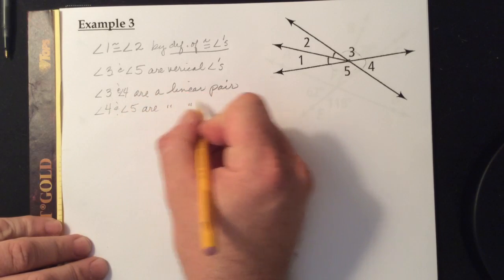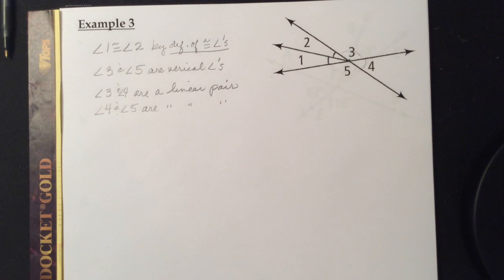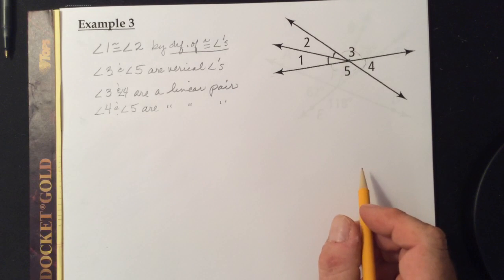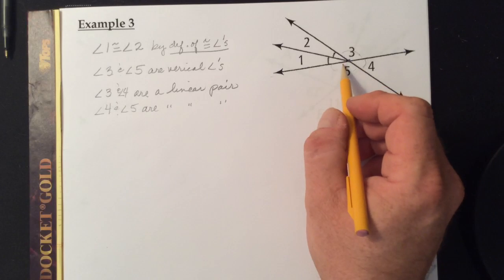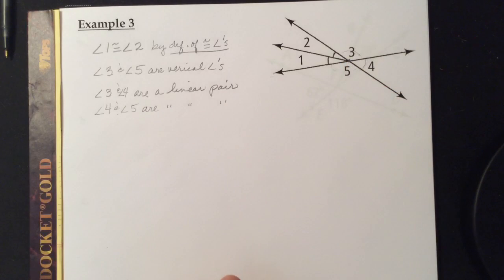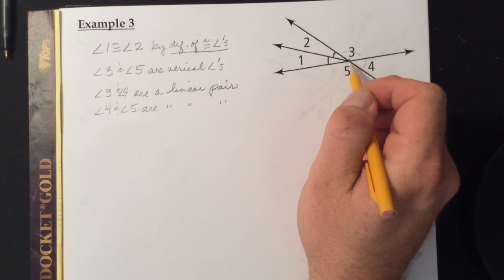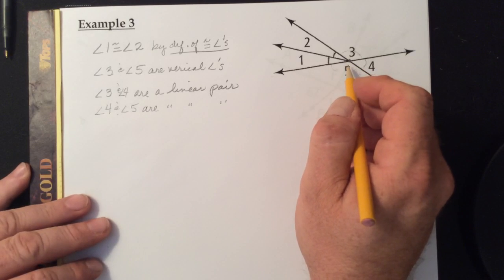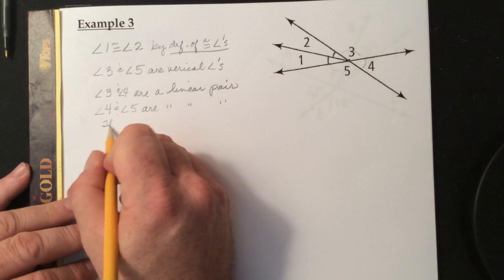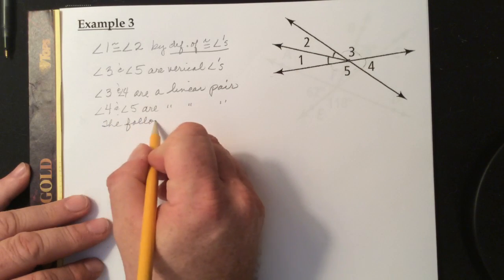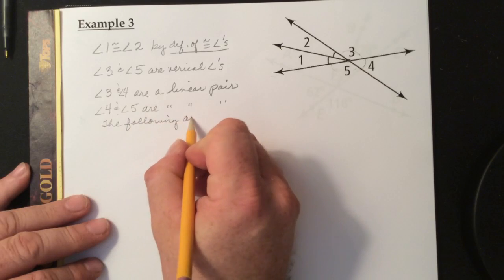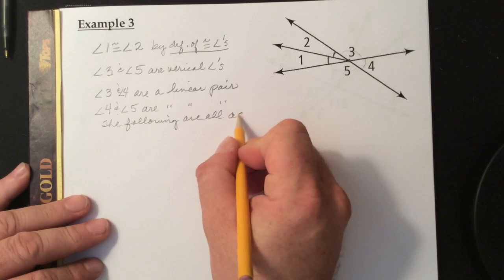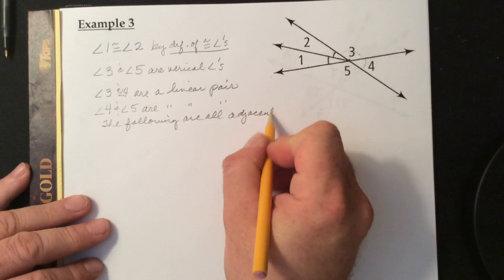Are a linear pair. Take a look, are there any other linear pairs? No, there's not. There has to be two for a pair. Those are the only combinations. We have a whole bunch of adjacent angles. So the following are all adjacent angles.